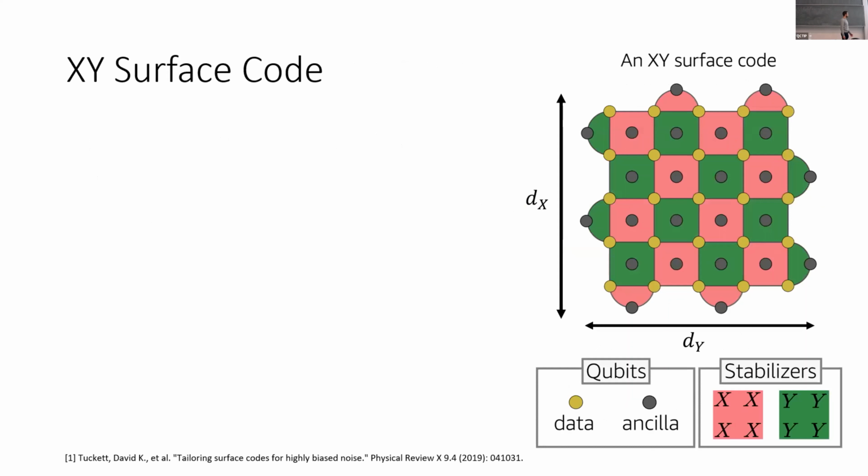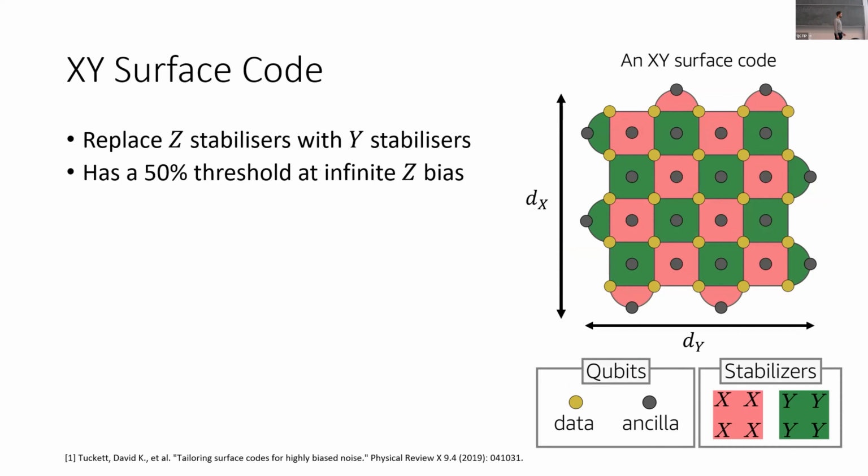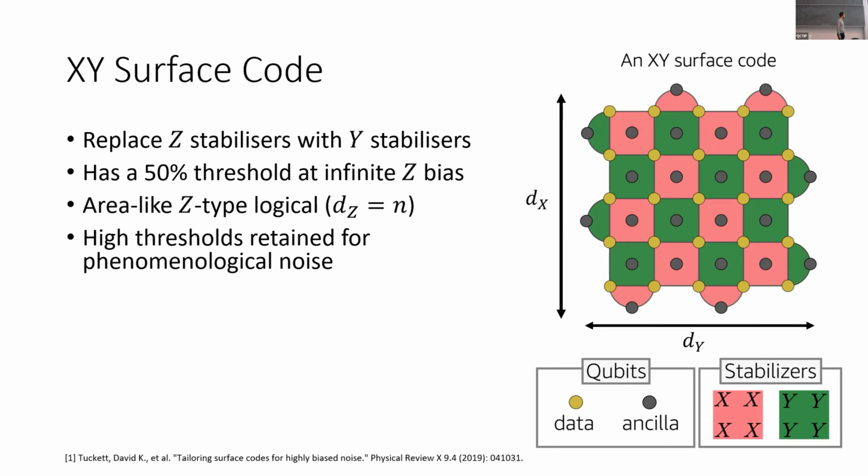The XY surface code is another modification of the surface code, another way to handle high bias, where you replace the Z stabilizers with Y stabilizers. And this has a 50% threshold at infinite Z bias. That's because it has an area-like Z-type logical. The only Z-type logical is if you apply a Z error to every single data qubit.